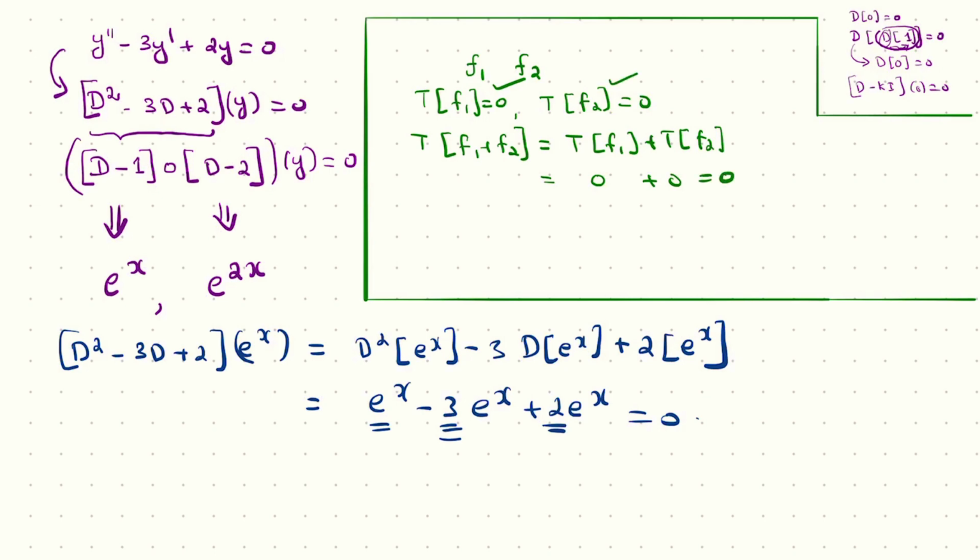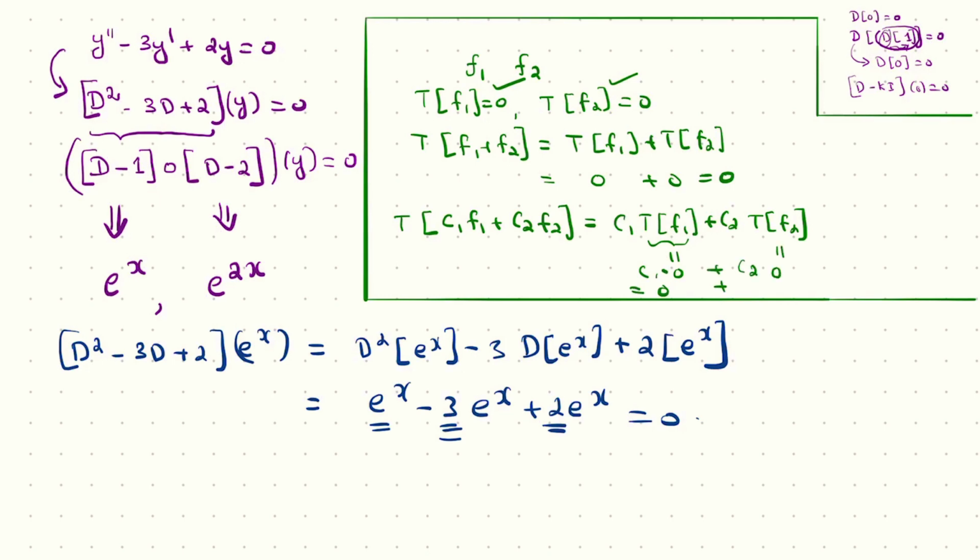And not only that, by the way, if you have any constant times f1 plus another constant times f2, what is going to happen to that? Again, by the linearity, this is c1 times T of f1 plus c2 times T of f2, and again this is going to be 0, so anything times 0 is 0, and any constant times that is also 0, so the whole thing is 0.